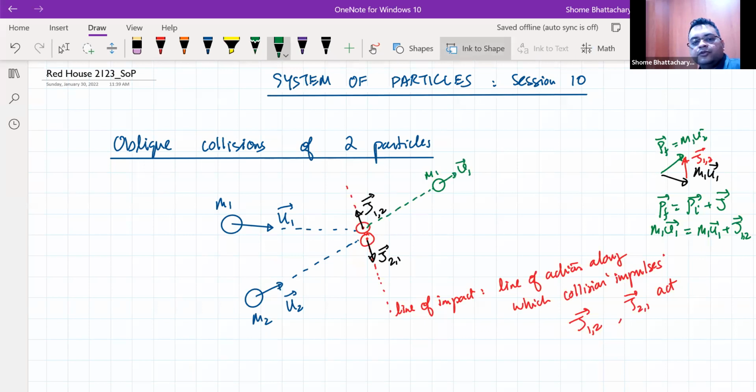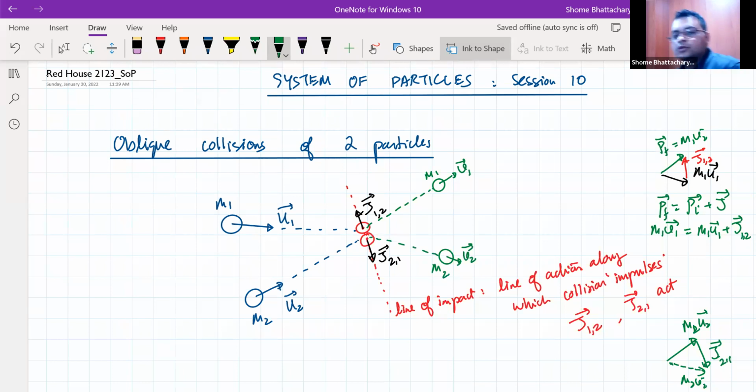Like that, if you follow for the second one, the initial momentum m2 u2 is in this sort of direction, and the impulse acting on it, impulse on 2 because of 1 as a vector, is in this sort of direction. So the final momentum m2 v2 will be in this direction. So you can assume that after this impact, it will go off in some direction like this, and this will be the final velocity. So this is what a typical oblique collision looks like.